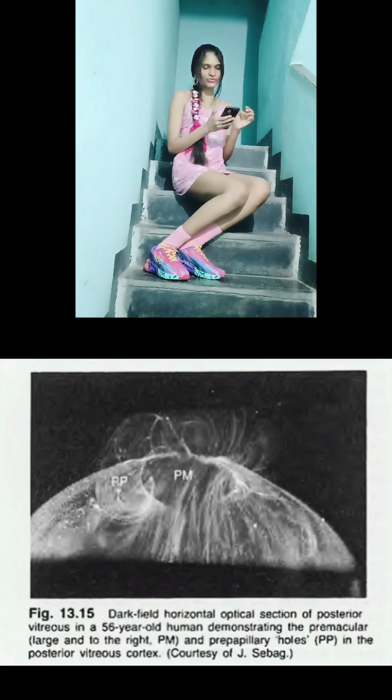Figure 13.15. Dark field horizontal optical section of posterior vitreous in a 56-year-old human, demonstrating the premacular large hole, and to the right, PM and prepapillary holes, PP, in the posterior vitreous cortex. So in this diagram, they are showing the holes in the premacular and prepapillary area.